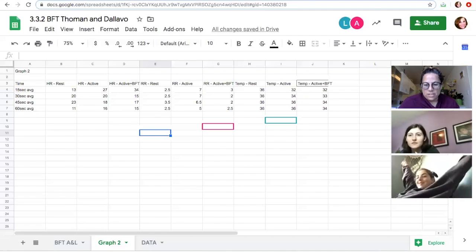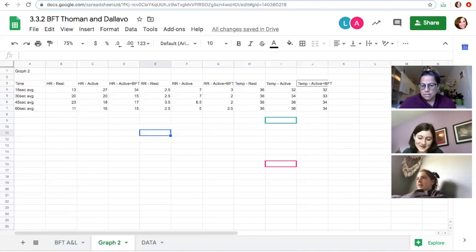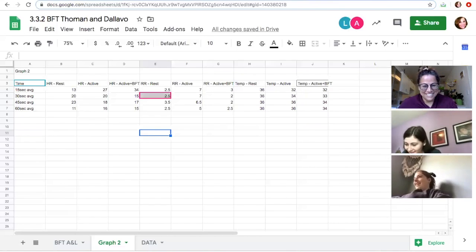Okay, ready for it to blow your mind a little bit? Who wants to do the honors? You're both going to make your own graph again. So just highlight everything from time all the way down to 34. Do you see that, Nodita? She got excited, she's like, make me a chart.